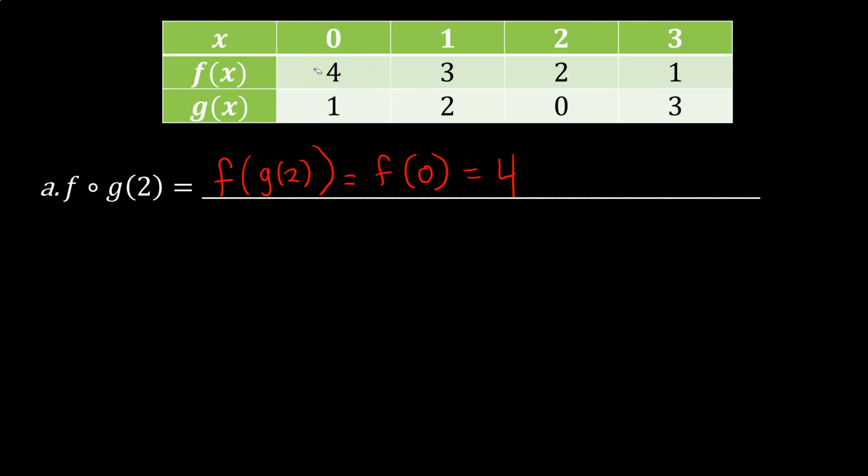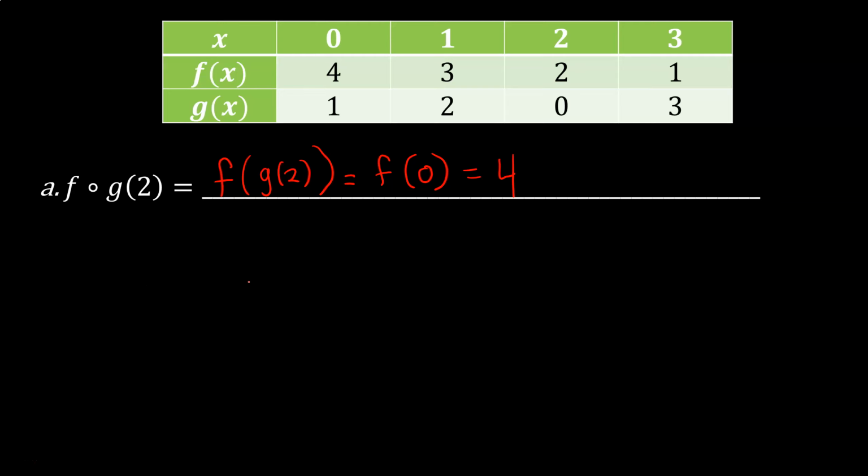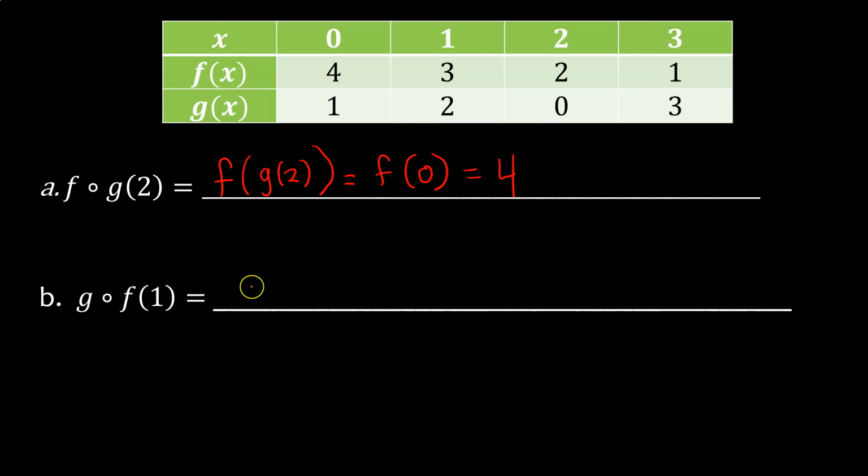Okay, so make sure you pay attention to input, output. What is g of f of 1? So the outside function is g, the inside function is f. Let's go look at the input 1. Go to the function f. I have a value of 3, so I am now looking at g of 3. 3 is now my input, so I'm looking at 3 in the function g, and my output is 3 for g of 3.